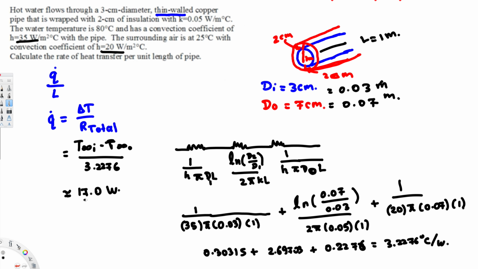Here the question is asking to find per unit length, so we divide this by 1, so Q dot over L is just 17.0 watts per meter, and that's going to be the final answer. I hope this helps. Thanks for watching.